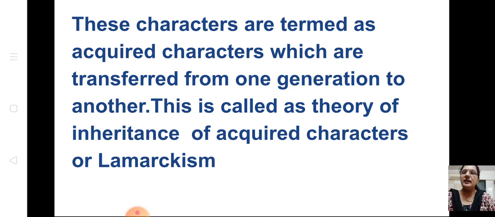See, these characters are called acquired characters, that is, characters which we acquire in that generation, which are transferred from one generation to another. He said that these acquired characters of one species can be transferred to the next. This is called the theory of inheritance of acquired characters, or Lamarckism. That is, from one generation to another the characters are carried over.